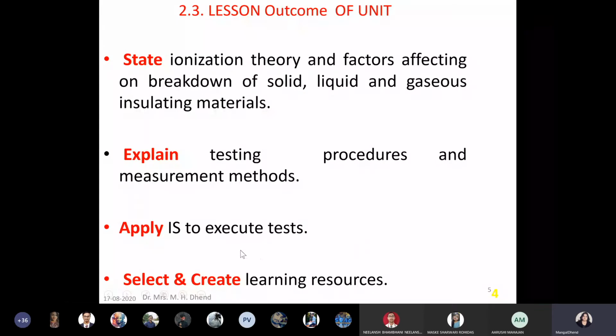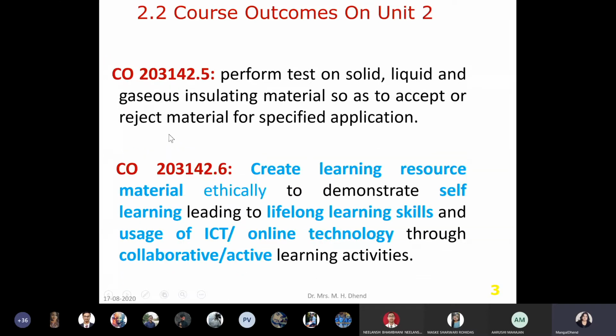I will also tell you my case story: when I joined the college, what happened and how I took help of the Indian standard to complete my task, to accept or reject a device in the lab. That I will tell you. So it's very important. You must learn how you can do the task yourself. Select and create learning resources: definitely you have started doing that. One activity we can say is completed. You have created very good learning resources.